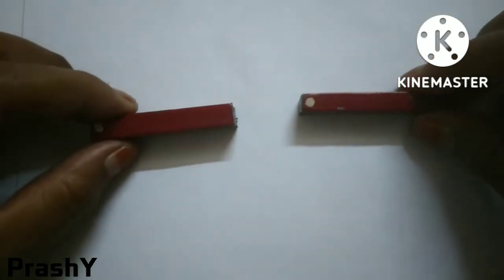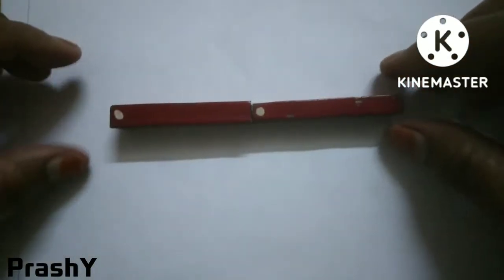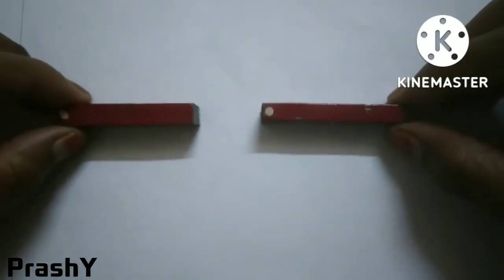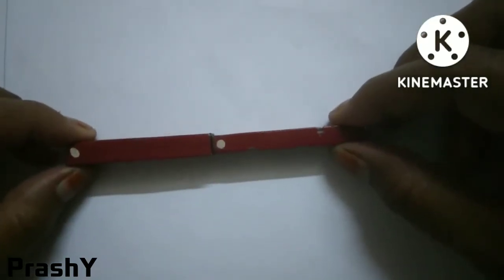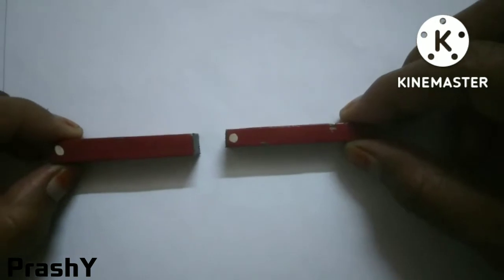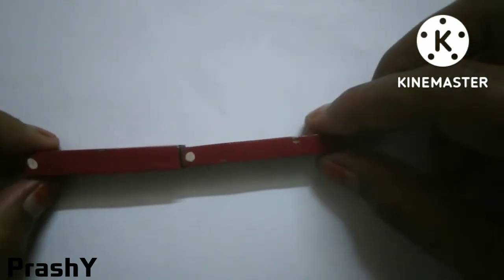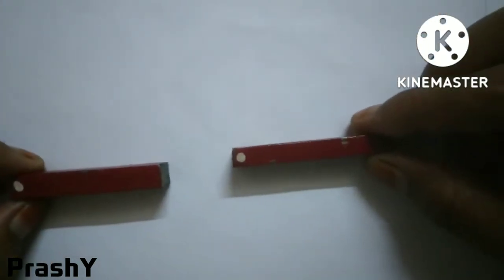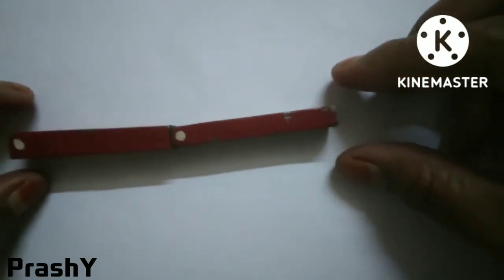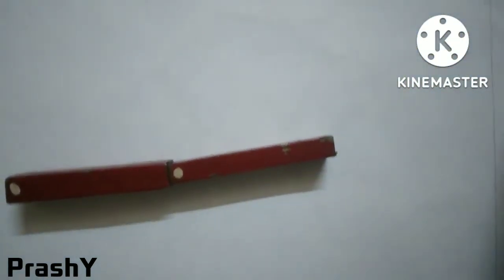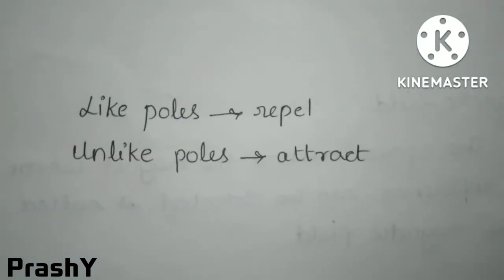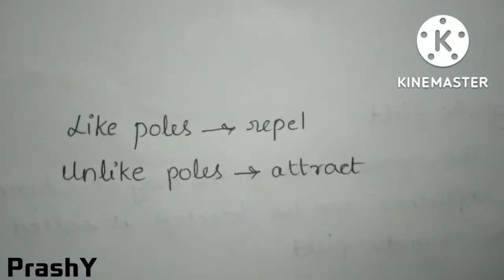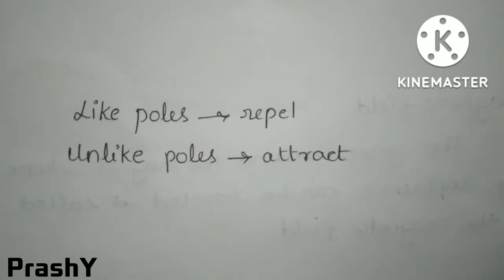If I bring a North Pole and a South Pole together, they attract each other. Means when a North Pole and a South Pole are brought close together, they are opposite poles. Opposite poles means unlike poles. So unlike poles will attract each other. This property we call the attractive property. In this we say that like poles repel each other and unlike poles attract each other.